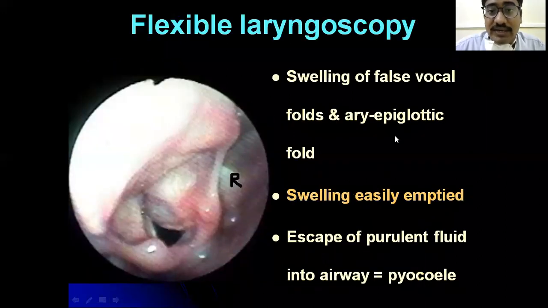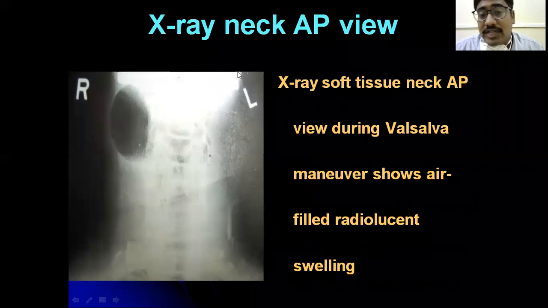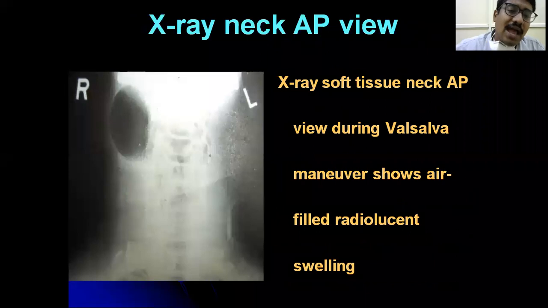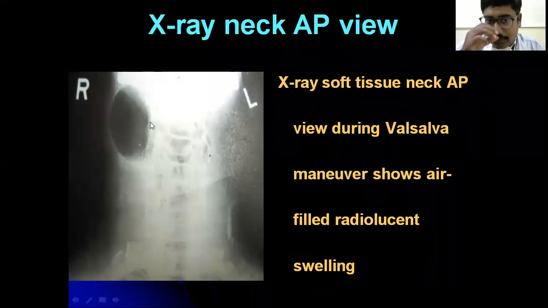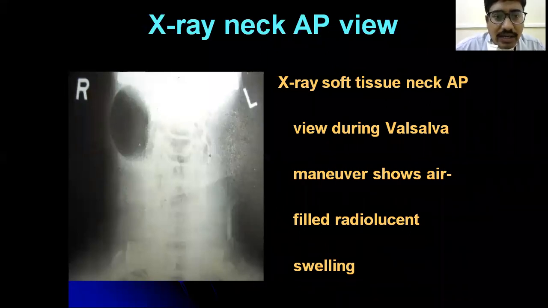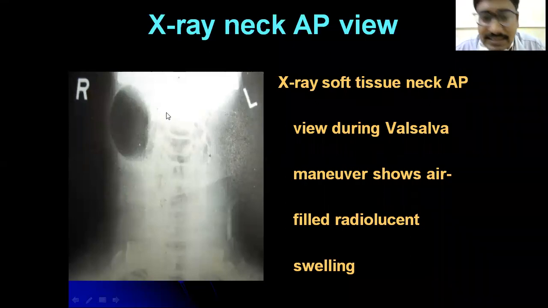The investigation of choice is flexible laryngoscopy. You can also ask the patient to go for an X-ray AP view and do the Valsalva maneuver. Because of the Valsalva maneuver, there is a swelling in the larynx, and this swelling gives rise to this type of air-filled space in the neck. Air is in black color. Is it radiolucency or radio opacity? It is a radiolucent lesion. The vertebra and skull are radio opaque. So this radiolucent swelling seen on Valsalva maneuver is called laryngocele.